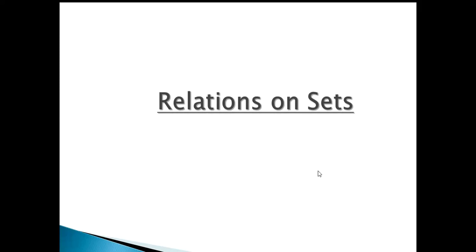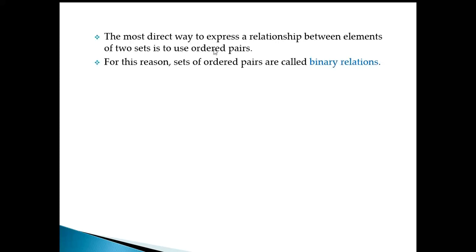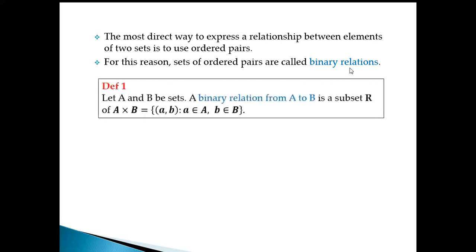Okay, so now we come to relations on sets. What is a relation on sets? The most direct way to express a relationship between elements of two sets is to use ordered pairs, right? That's why we earlier studied ordered pairs. For this reason, sets of ordered pairs are called binary relations. One definition: let A and B be two sets, then a binary relation R from A to B is a subset R of A cross B. That means the relation R is always a subset of A cross B.